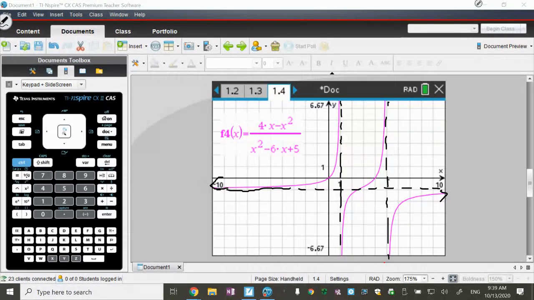Okay? The other points I had were (0, 0). Yep, that's on my graph. And I had (4, 0). Yep, that's on my graph. And that was my y-intercept. This doesn't even cross the x or y. So it shows you, it justifies everything that you're doing. Right?